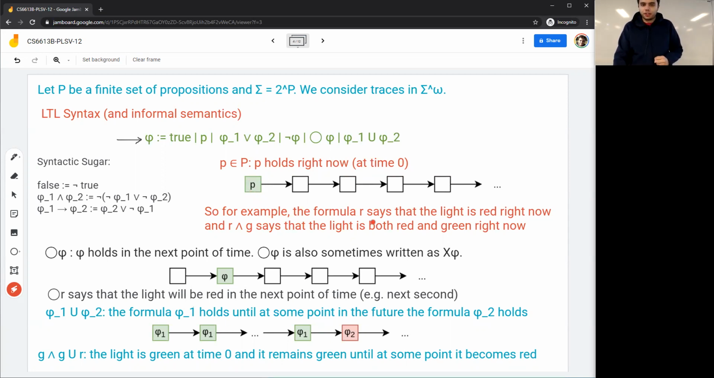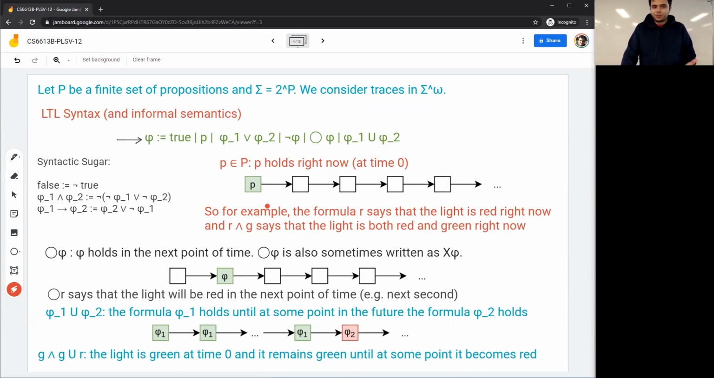Okay. So for example, if my formula is just R, what it tells me is that the light is red right now. At time 0, the light is red, right? And if it's R and G, it says that the light is both red and green. So both the red and the green are on right now at time 0. Okay. So this is how we handle atomic propositions.